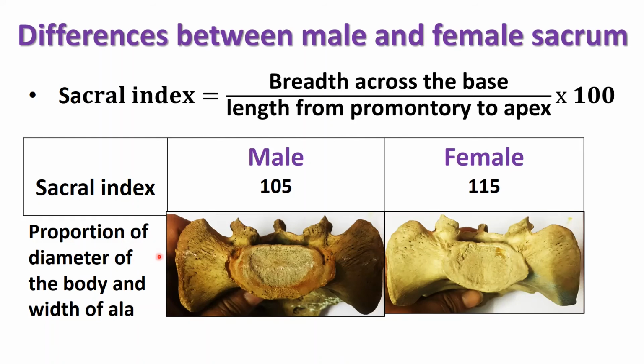The proportion of diameter of body and width of the ala also differ. In male, the diameter of the body is more than the diameter of the ala. So here you can see the body has more diameter than the ala of the sacrum. But in female, the breadth of the body of the sacrum is almost equal to the diameter of the ala of the sacrum.